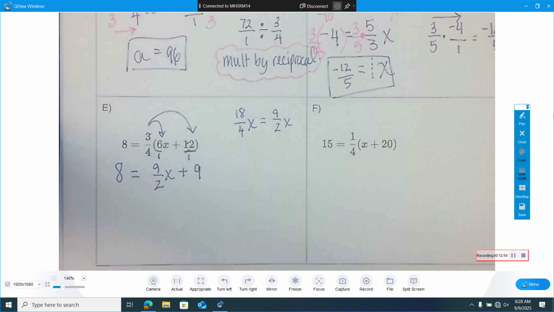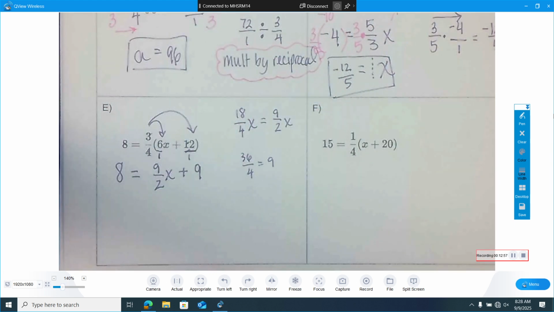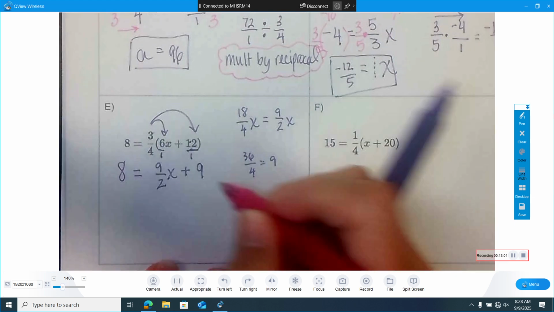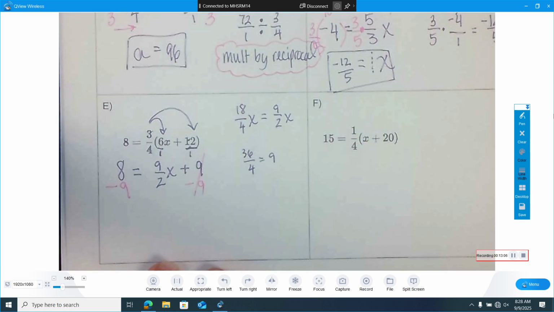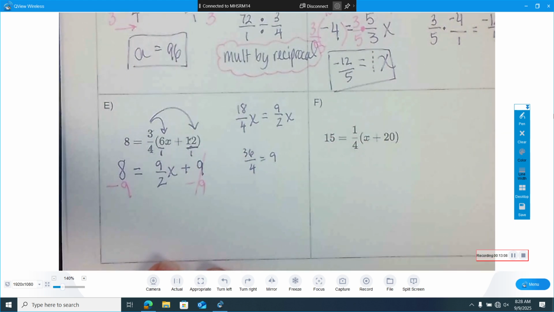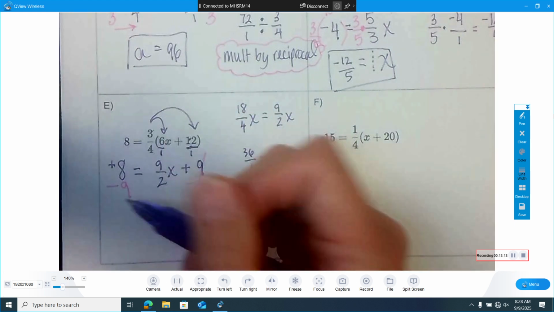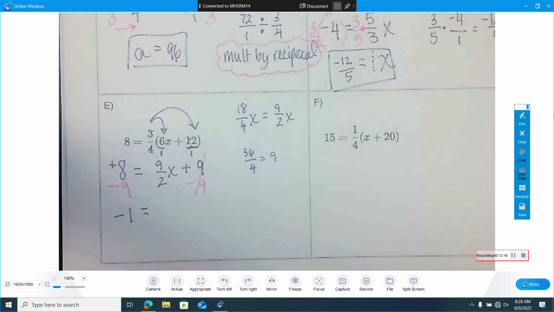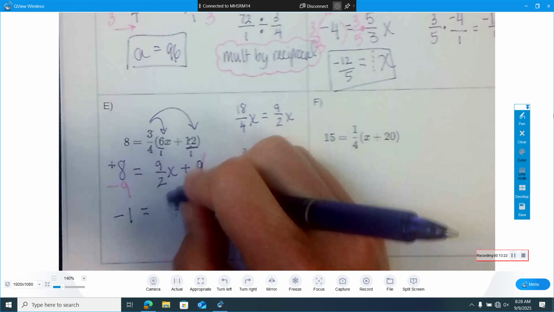Any questions on how the 9 came to be? We got 36 over 4, which does turn out to be 9. Okay. All right, now what should we do? Subtract 9 from both sides. Positive 9 and -9 make a 0. What is positive 8 subtracting 9? -1. Then we got more negatives here, so negatives are going to win. All right, -1 equals 9/2 x.